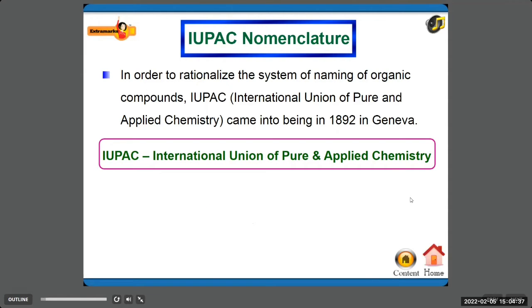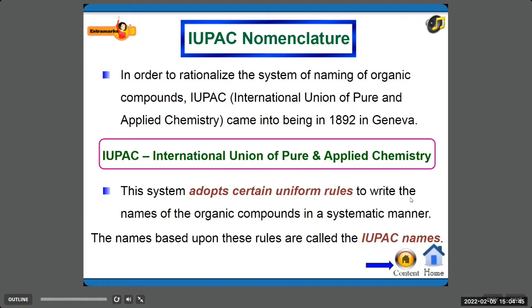The drawbacks of the trivial system have been overcome by a systematic nomenclature system given by IUPAC. IUPAC refers to the International Union of Pure and Applied Chemistry. This system adopts certain uniform rules to write the names of the organic compounds in a systematic manner. The names which are assigned on the basis of these rules are called the IUPAC names.